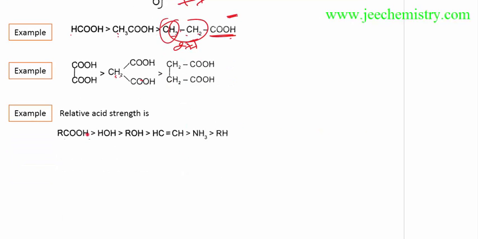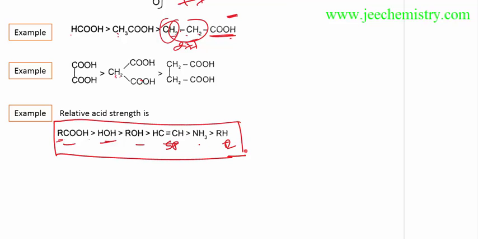Relative acidic strength. This is R, this is OH. Carboxylic acid is more acidic than water, then alcohol, then sp hybridized, then NH3 and RH. In this order, the relative acidic strength needs to be taken care of. If anyone is confused, think about this: carboxylic acid is more acidic than alcohol.